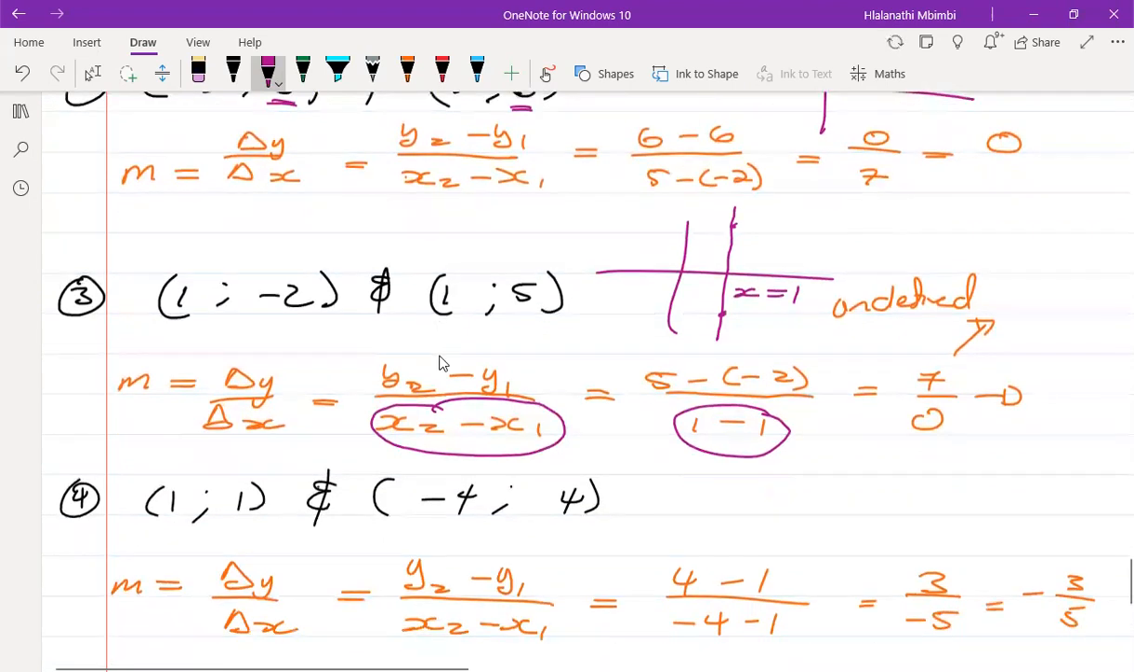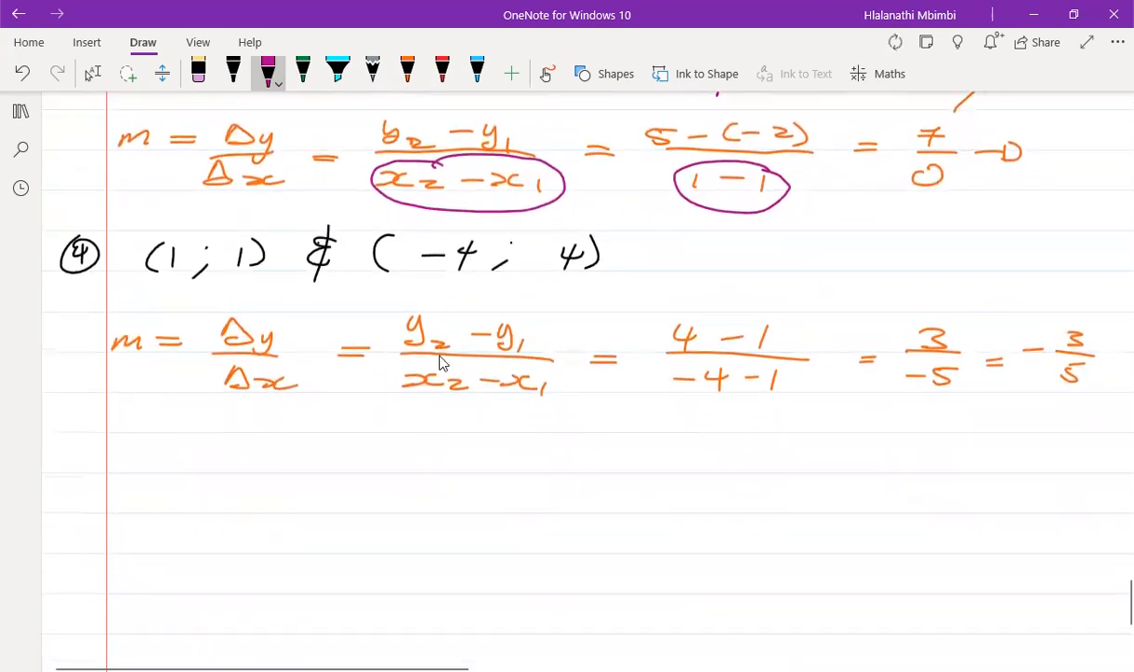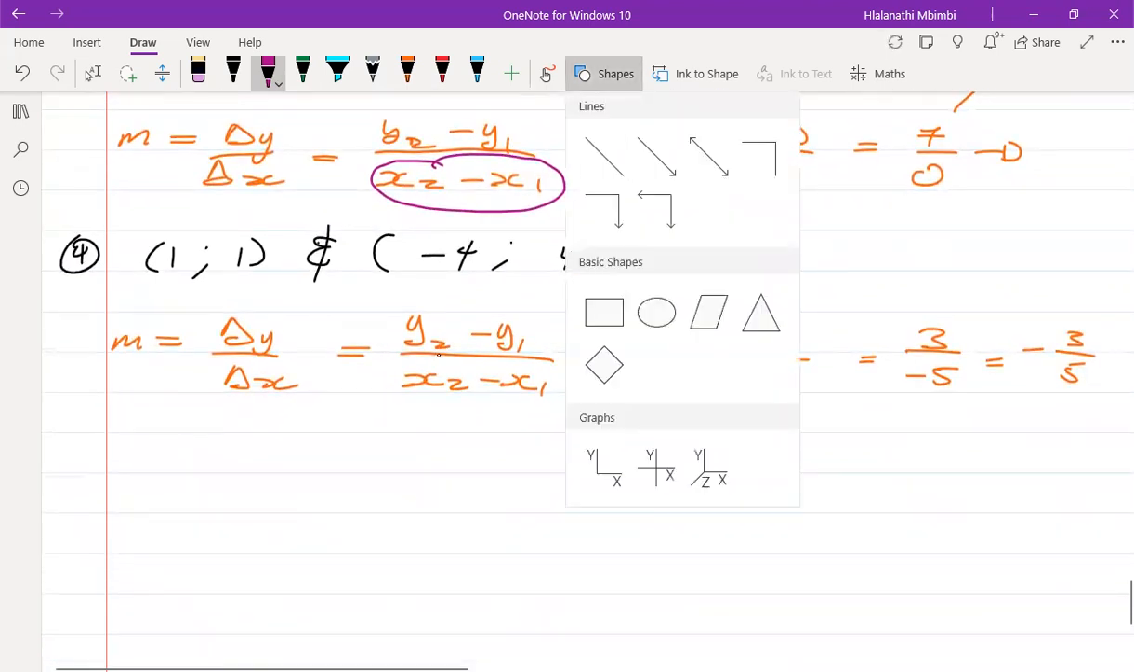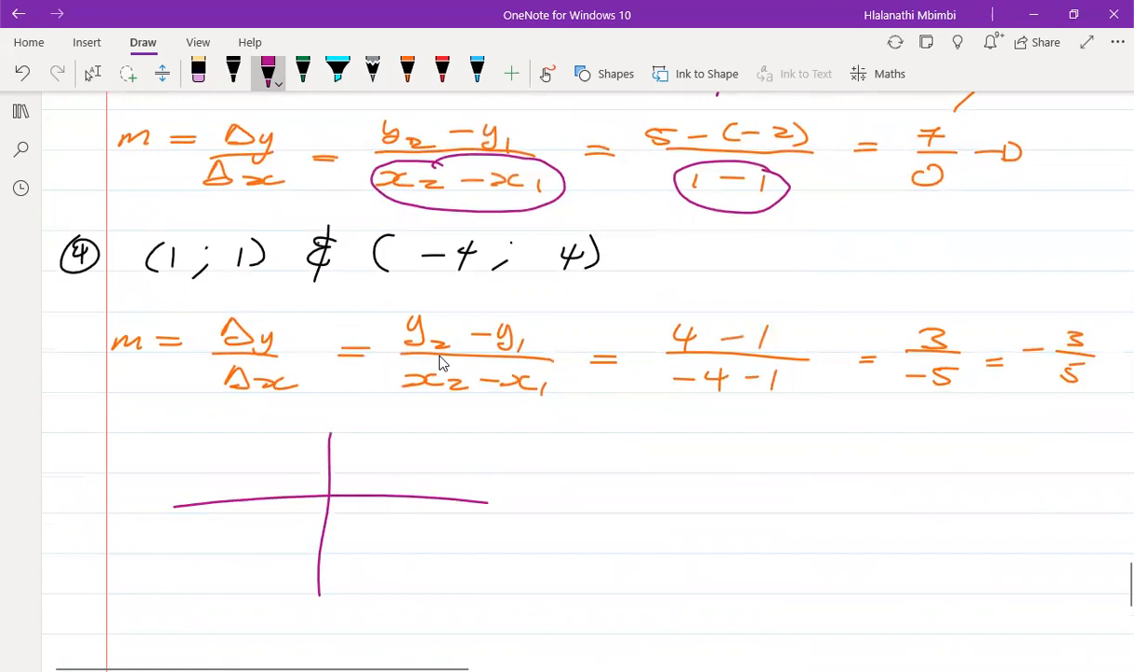And then this one, if we were to just quickly plot it roughly, we'll find 1 and 1 somewhere here, and -4 and 4. So it's going to be falling to the left, if I may say. That's for a negative gradient. Do we see that?